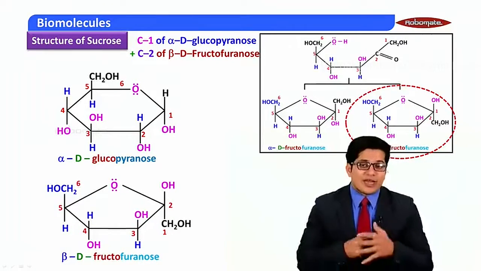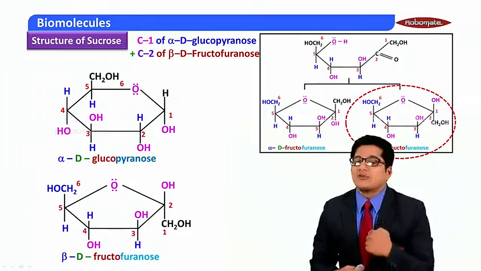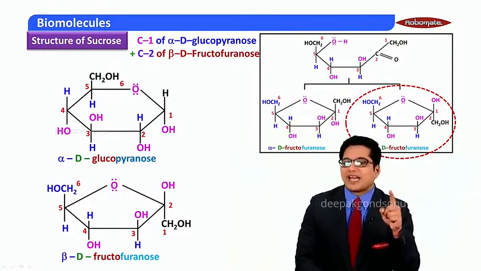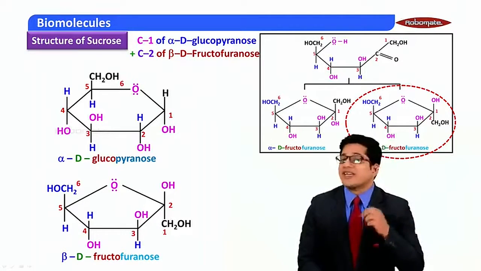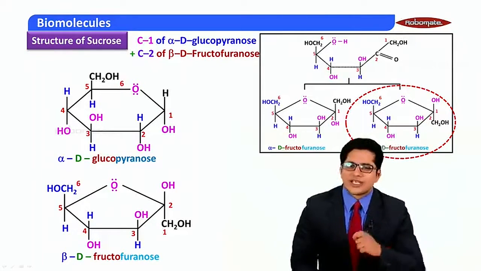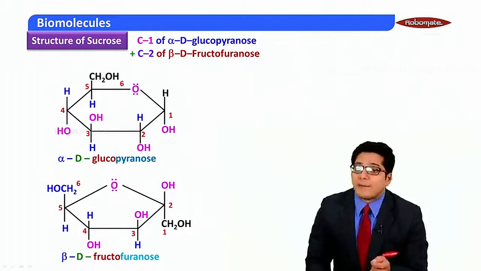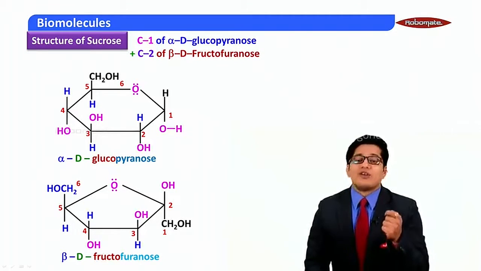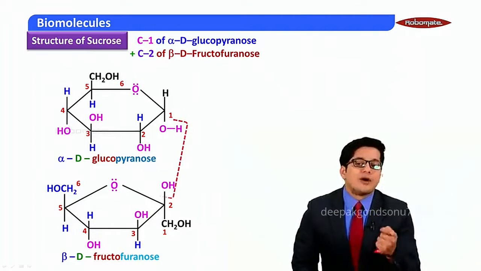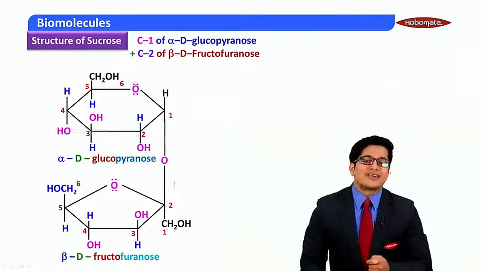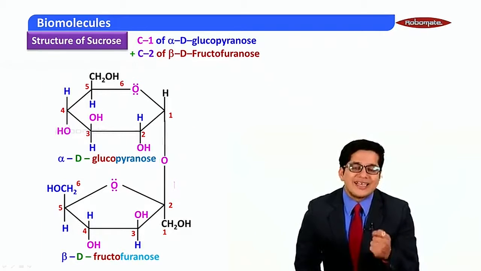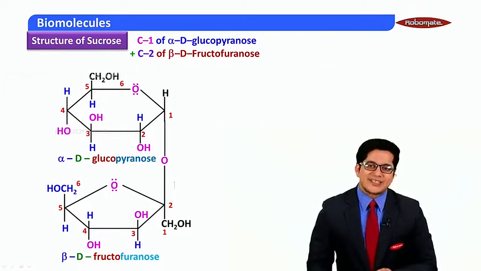Now what happens is, we need to make a bond between the first carbon atom of glucose and the second carbon atom of fructose respectively. Let's do this. What would happen? They would combine together and lose a water molecule. And if this happens, we are bound to get a glycosidic linkage in this case.